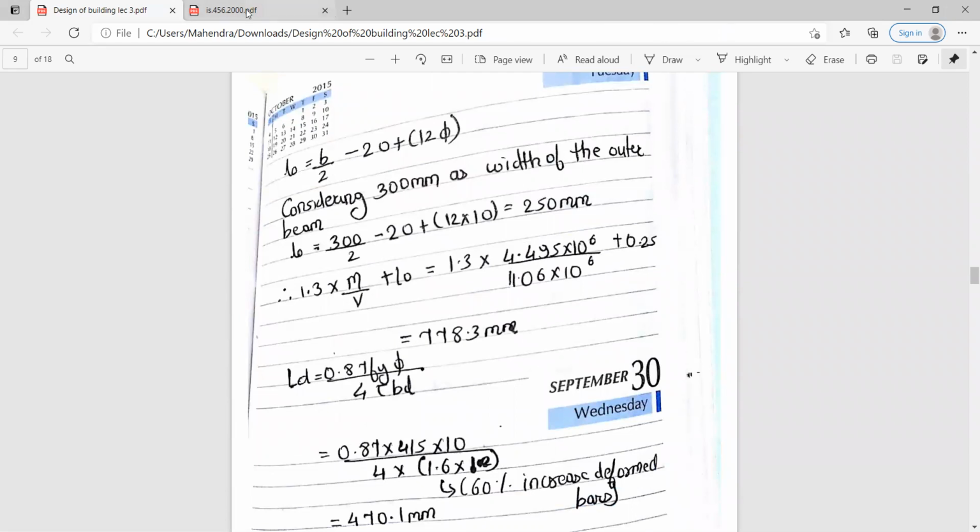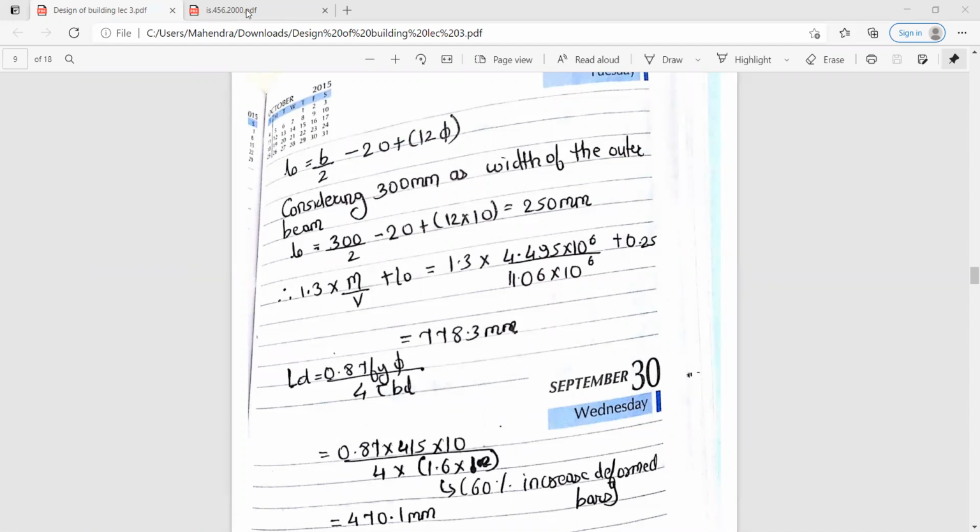So here you are going to consider 300 mm as the width of the outer beam. We have to take it as 300 mm because in the question, what is mentioned? In the question it is mentioned that the external wall should be 230 mm. So we have 300 mm, not 230 mm, because we can provide or place a bar in a 300 millimeter thick beam. So the thickness of the beam should always be greater than the thickness of the wall.